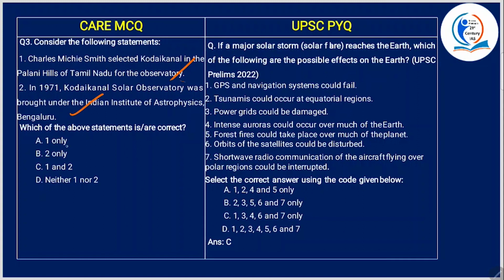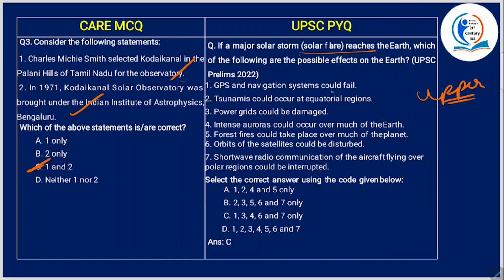Yes, this is also correct. Both the statements are right. Now, if a major solar flare reaches the Earth, which of the following are the possible effects on the Earth? See, solar flare will affect the upper atmosphere of the Earth mainly. All right. So now we will see.